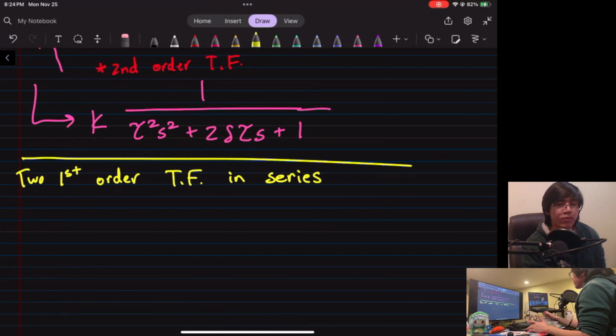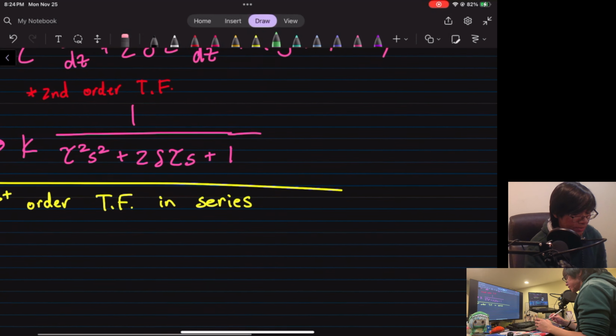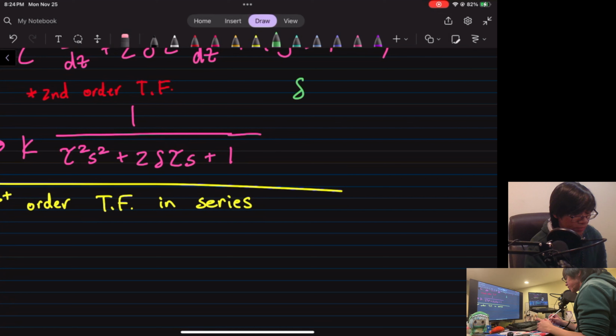Zeta equals 1 for critically damped. I forgot to mention that. And then for underdamped, we have zeta less than 1, and that is when it has oscillatory behavior, but its amplitude also decreases in time. So we have, in order, greater than 1, equal to 1, and less than 1.